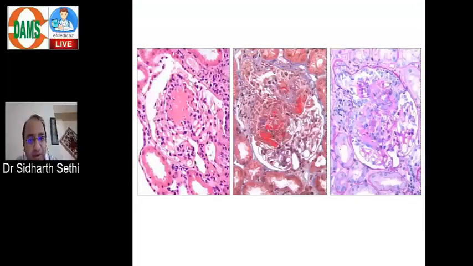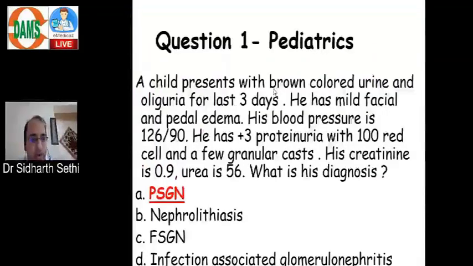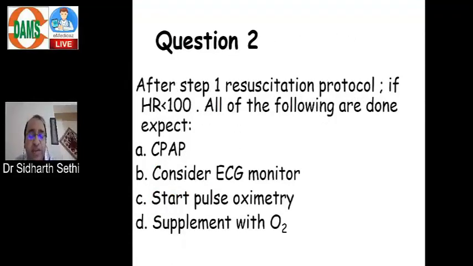So here you can see on your right side cellular crescents, and in the middle you can see some fibrocellular crescents in a child with rapidly progressive glomerulonephritis. So remember, post-streptococcal glomerulonephritis is the most common cause of GN and also the most common cause of rapidly progressive glomerulonephritis.